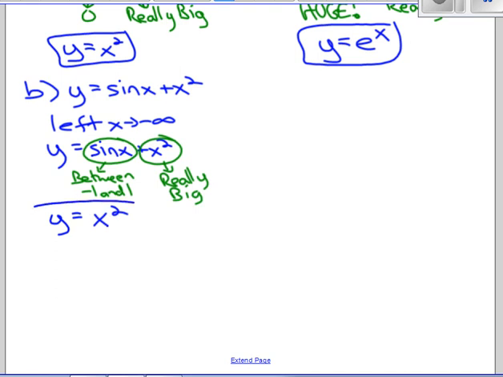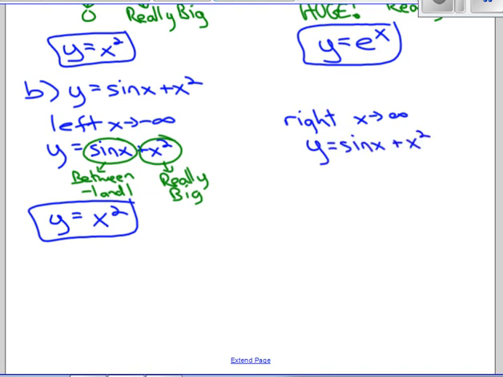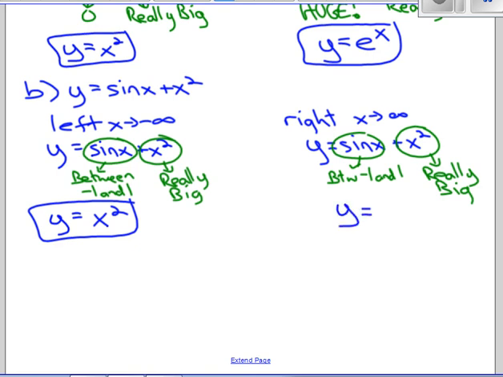The thing that really determines its shape is y equals x squared, especially to the far left and far right. So far right is going to be the same here. Sine x plus x squared. The sine x is going to be between -1 and 1, and this is going to be really big. Therefore, y equals x squared is the end behavior model to the right as well.